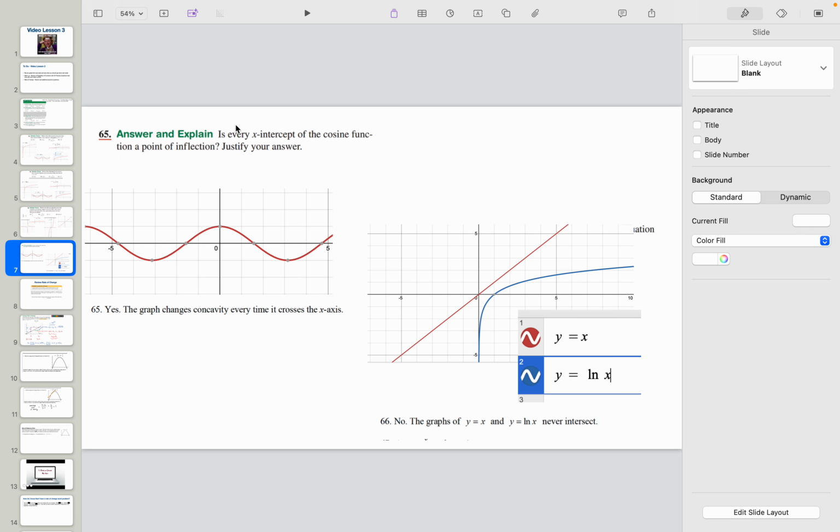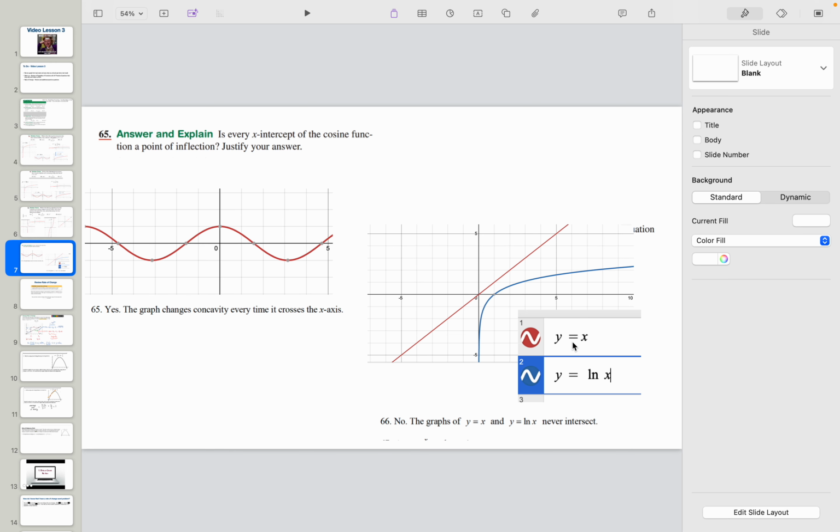All right, last two. Is every x-intercept of the cosine function a point of inflection? We need to remember a point of inflection is where something changes concavity, so concave down to concave up, and there is a point of inflection at the x-intercept. Concave up to concave down, so yes. Every time it crosses the x-axis, it has a change in concavity.